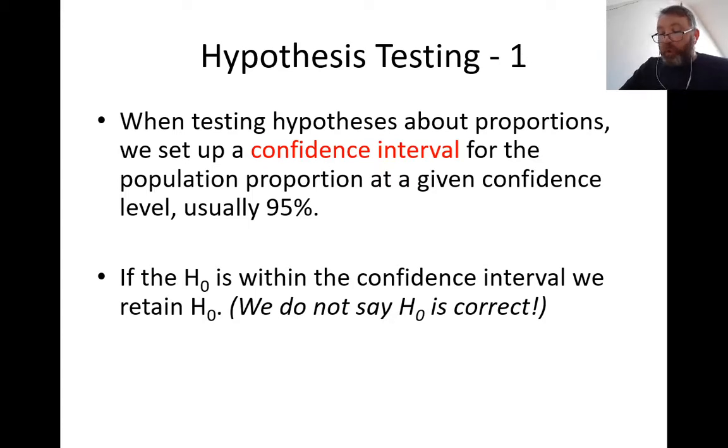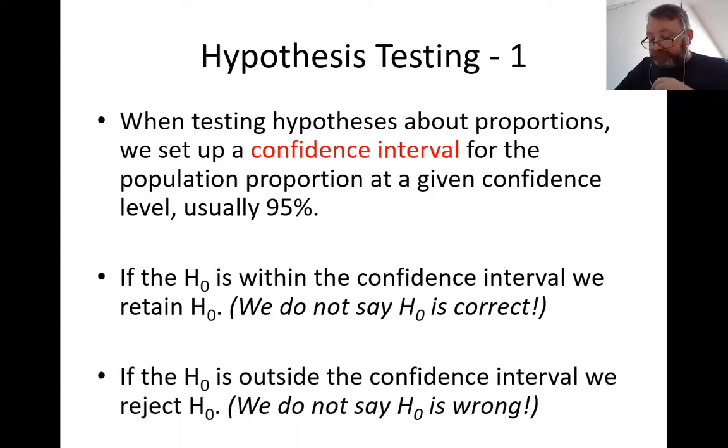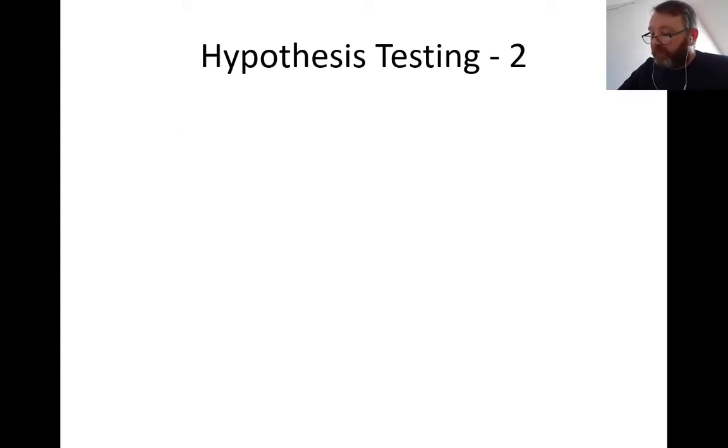If the H0, the null hypothesis, your original claim, is within the confidence interval, that means between minus 1.96 and plus 1.96, in that region representing 95% of the population, then we simply retain the null hypothesis. We don't say it's correct. We just say we retain it, okay? And likewise, if the H0 value is outside the confidence interval, then we reject H0, but we never say that it's wrong. So if it's inside, we retain. If it's outside, we reject. They're the two words you have to remember in terms of your hypothesis.